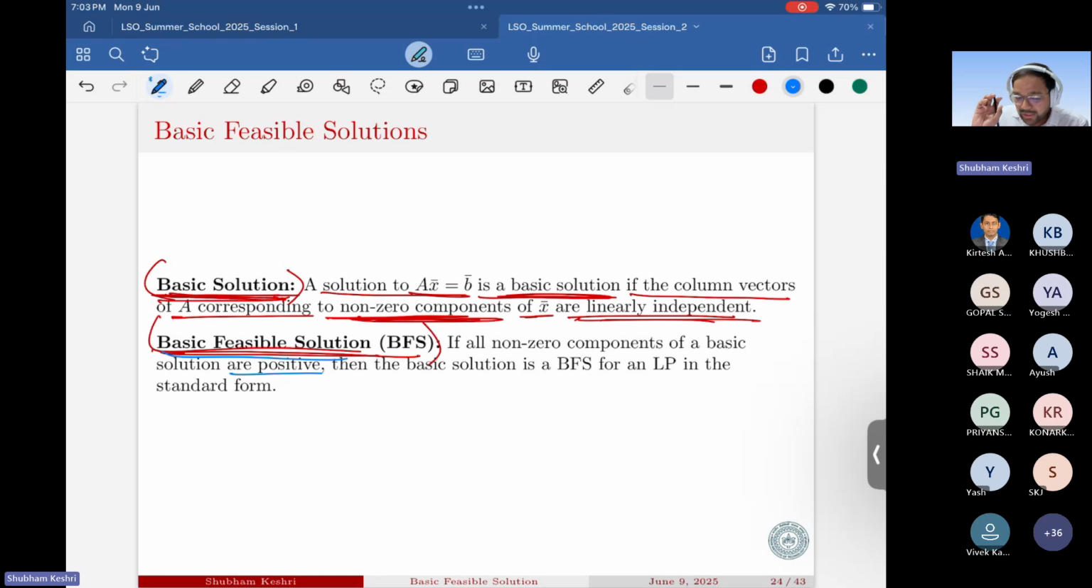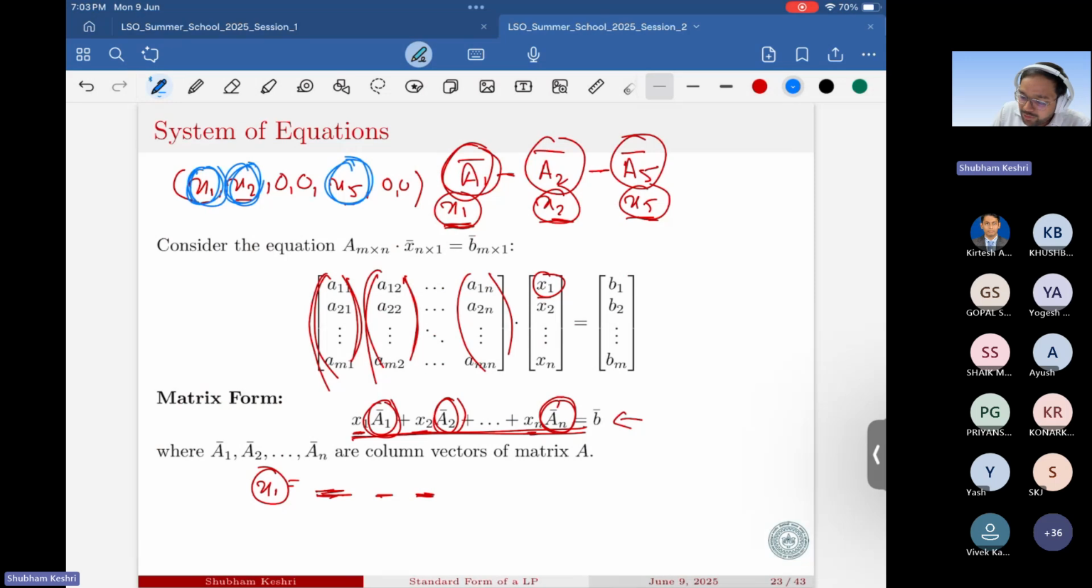So you have a basic solution. You can easily check if it is a basic feasible solution or not by seeing the non-zero components. If those are positive, then it is a basic feasible solution.